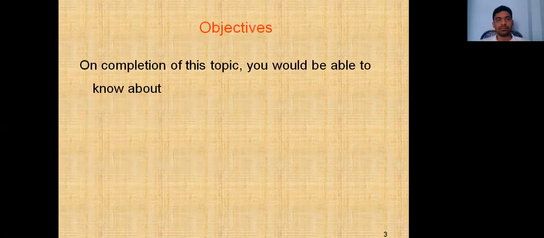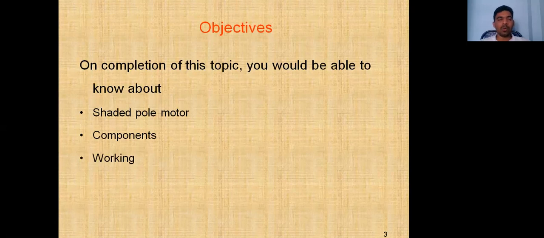And also, on completion of this topic, you would be able to know about the shaded pole motor: the components of the shaded pole induction motor, how it works, its torque speed characteristics, and also its applications.